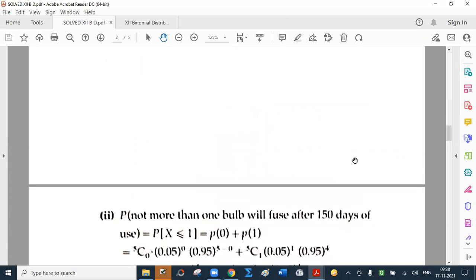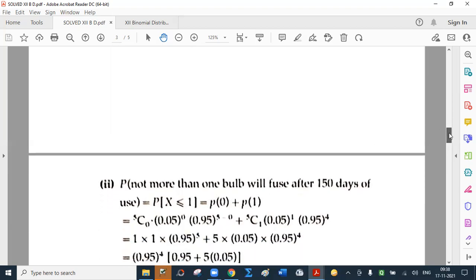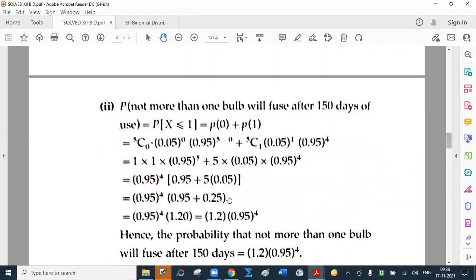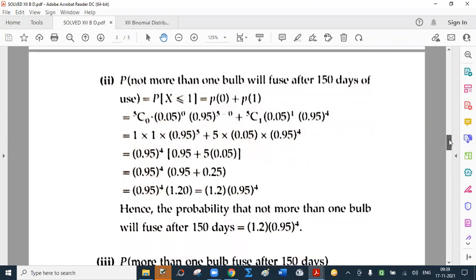Second part, probability of not more than one bulb will fuse after 150 days. Okay, so P of x less than or equal to 1, or you may say P of x less than 2, same thing. So P of 0 plus P of 1, substitute the values. You have to simplify patiently. Take 0.95 raised to 4 common to get this in bracket. So it is 1.2 into 0.95 raised to 4. If possible, simplify this using log tables. So this is the second part.